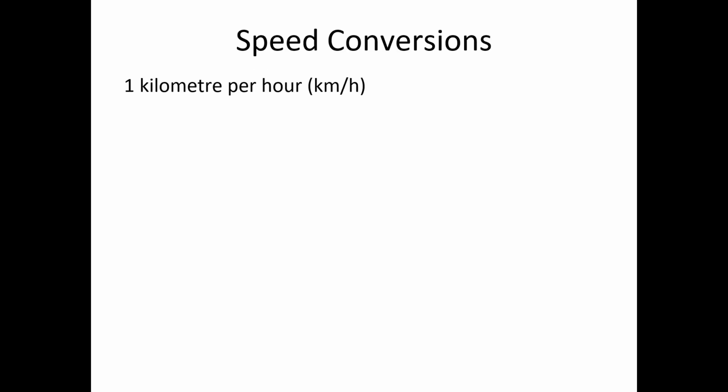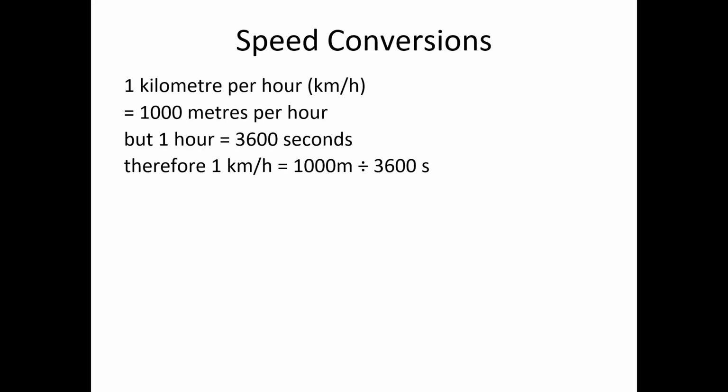So speed conversions then. This slide just gives you some examples about how you can change units. So if you start off with 1 kilometer per hour, that's 1,000 meters per hour. But an hour itself has got 60 lots of 60 seconds, so 3,600 seconds. So 1 kilometer an hour, if you want it in meters per second, you need to do 1,000 divided by 3,600. So it comes out to be 0.28 meters per second.